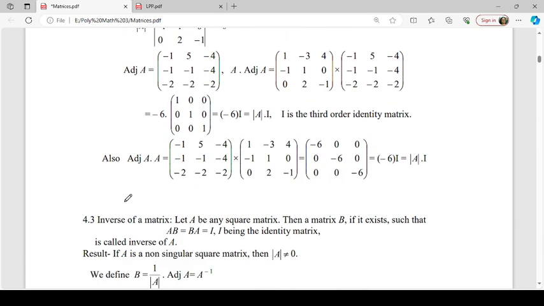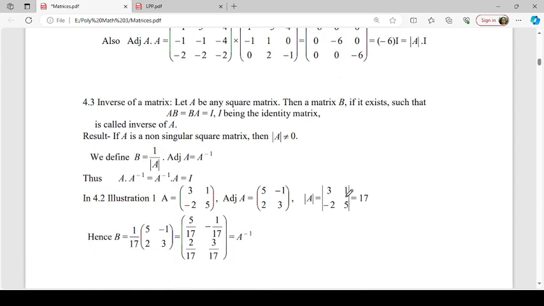So in this way we have A into adjoint of A, or adjoint of A into A, as determinant A into I. And the inverse we define like this. A is an n-square matrix. This is the definition of inverse. If AB is equal to BA is equal to I, where I is the identity matrix, then we say B is the inverse of A.